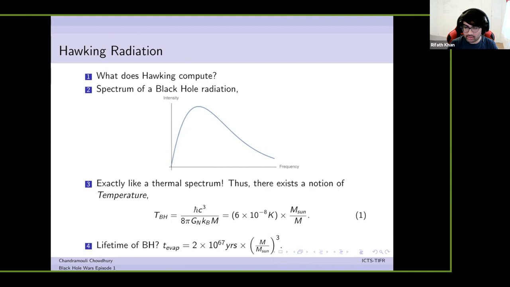And even if there aren't, is there any way in which we can make them? You mean externally make them evaporate and force them to evaporate faster? Is that what you mean?